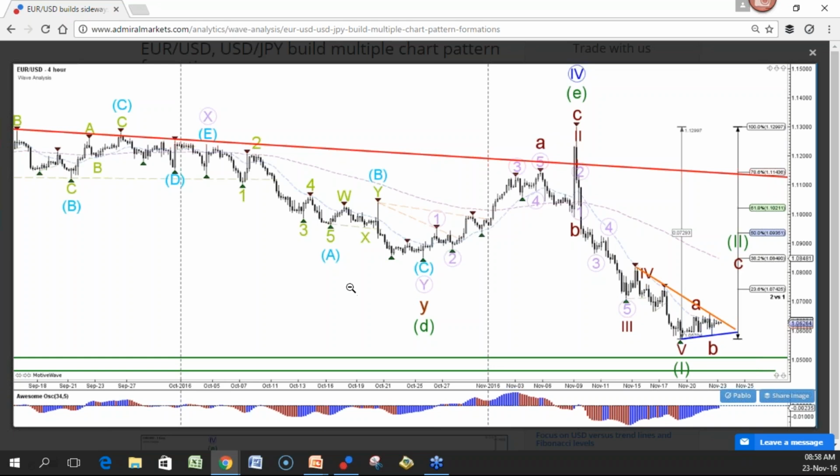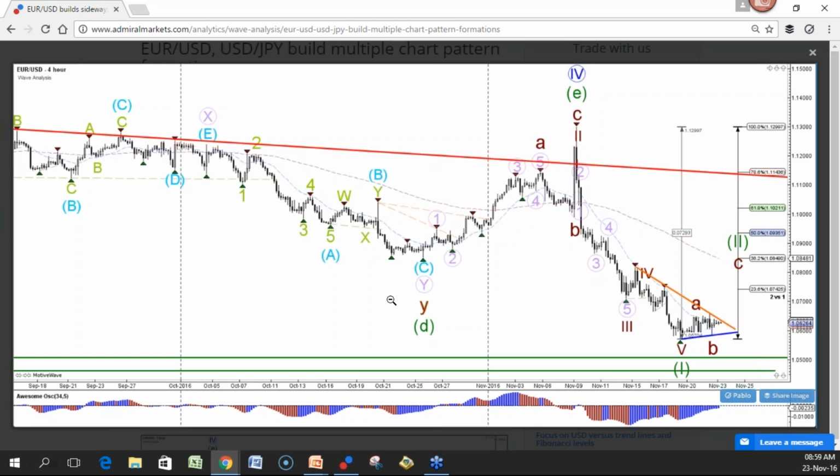Basically, the euro dollar from a wave perspective. And this is, let's say, a full wave count. There are traders that do more than this even. They might have alternative scenarios already on their chart.